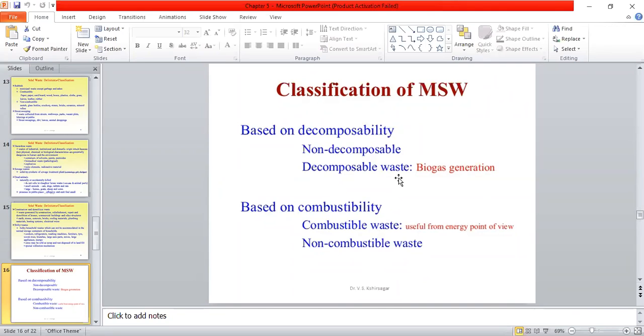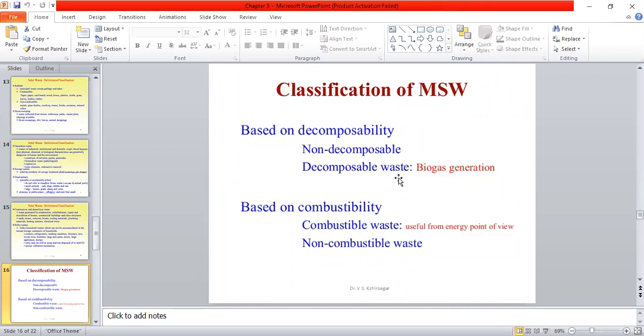In a controlled condition, you can decompose the decomposable waste. After decomposition, it will generate a gas, which is known as biogas. Along with the biogas, it will also generate a byproduct as manure, which will be rich in nutrients, and we can use it as a filler or as a fertilizer for the industry. That is the decomposable type of waste.